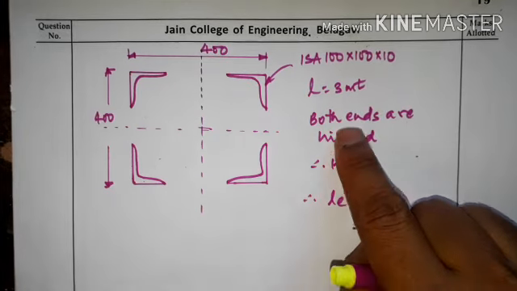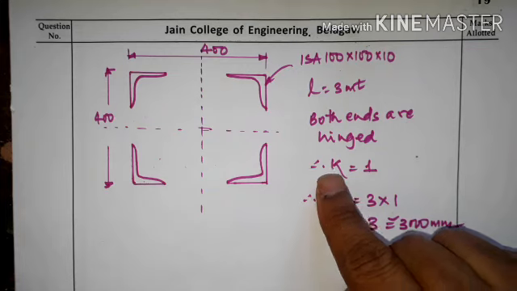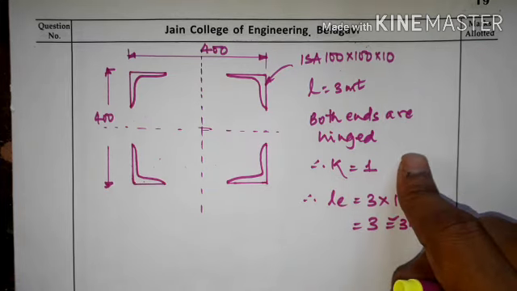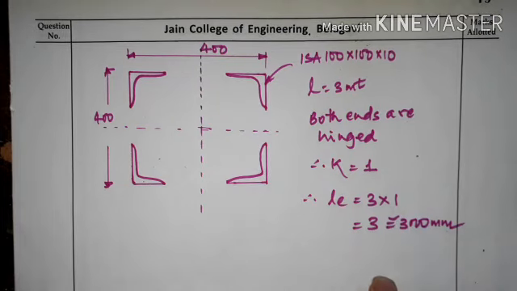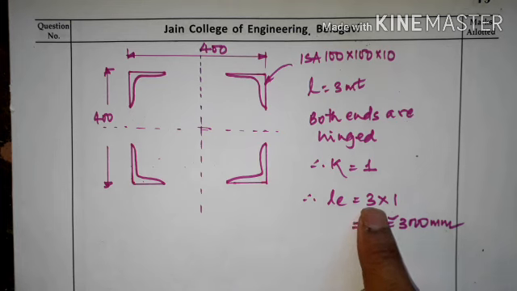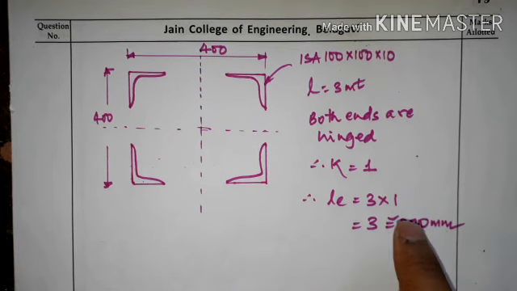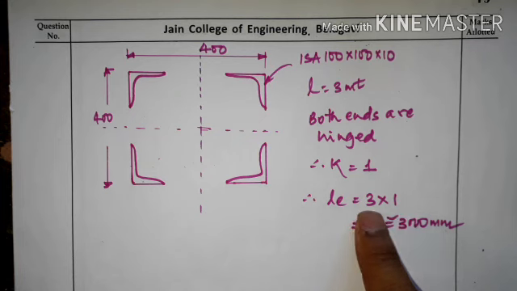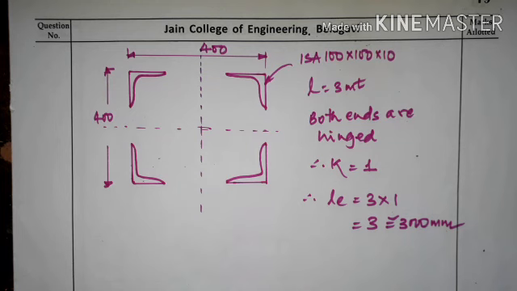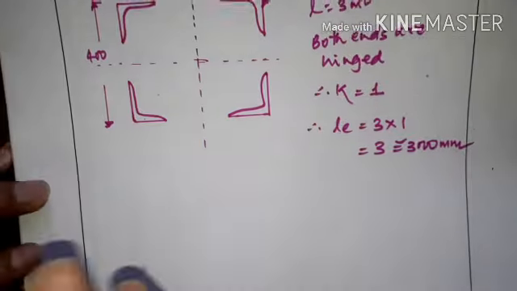The other given data are the length of the column is 3 meter, and the end condition is both ends hinged, so therefore K is equal to 1. The effective length factor K is equal to 1 when both ends are hinged. You can easily get that from IS 800. Therefore the effective length is K into L, that is 1 into 3 meter, so we have got 3000 mm. These are the given data from the problem.